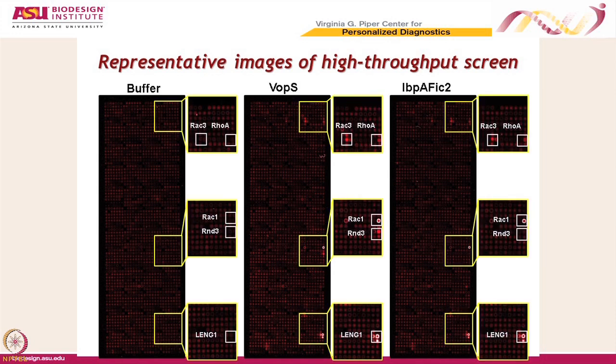So this is what those spots look like, and of course these are the identities of those spots. You can see that they have very clean signals, right? And of course you don't see those signals over here on the control.